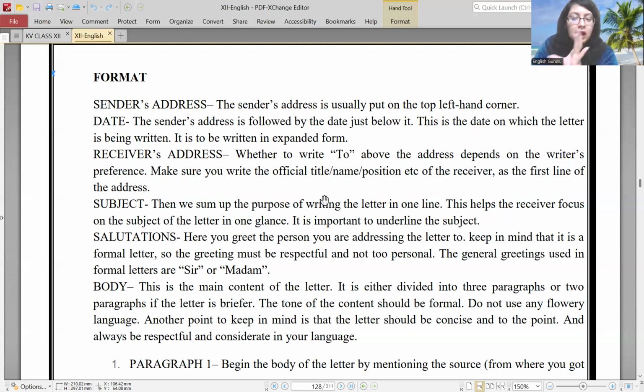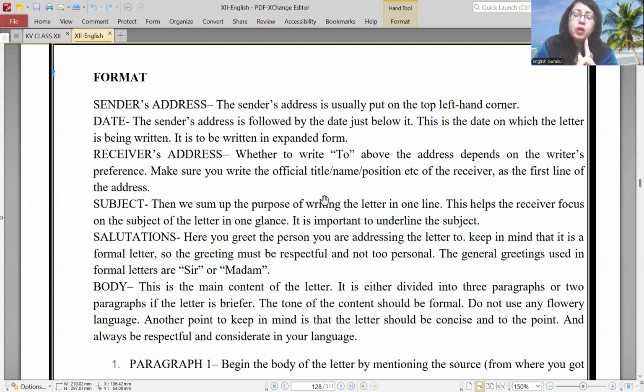Make sure you write the official title, name, position, etc. of the receiver as the first line of the address. So you have to make sure that you are writing the official title, you are mentioning the name, you are mentioning the position, etc. so on and so forth, of the receiver as the first line of the address.